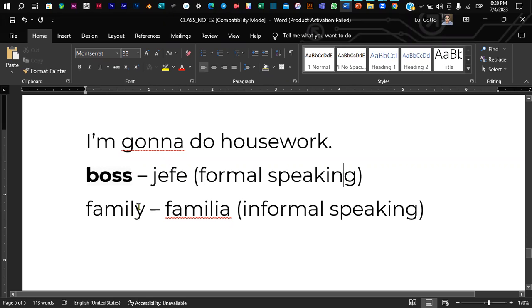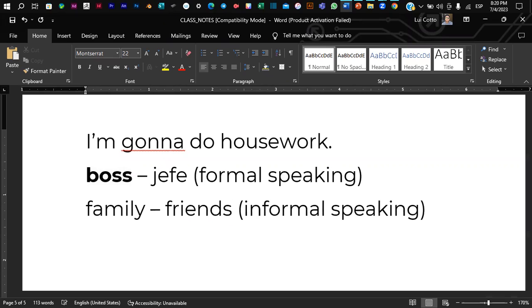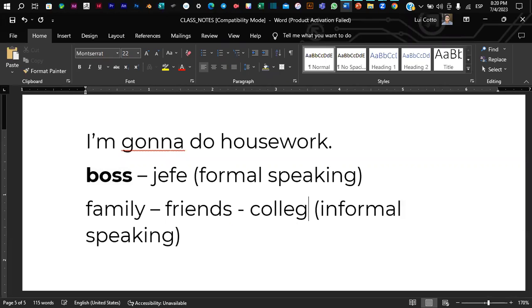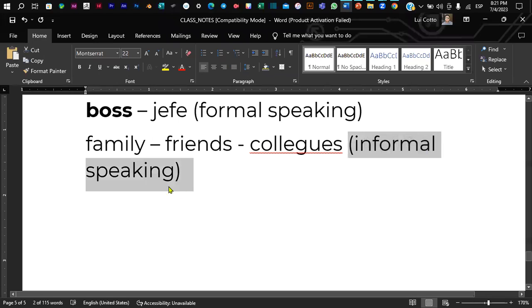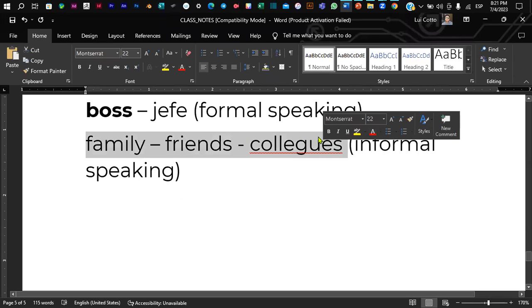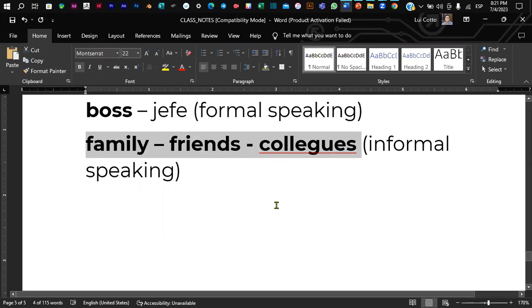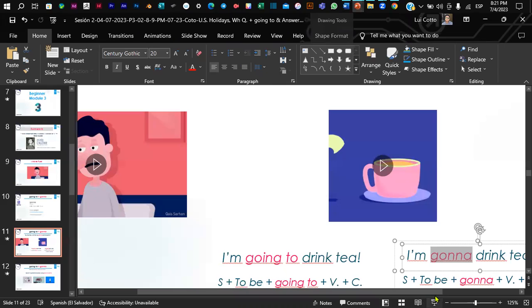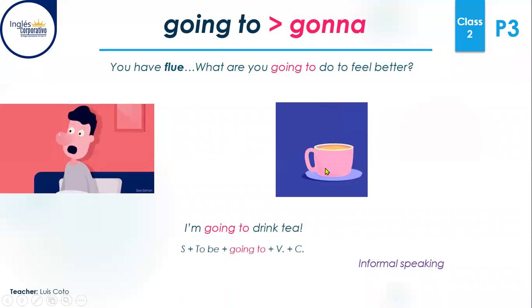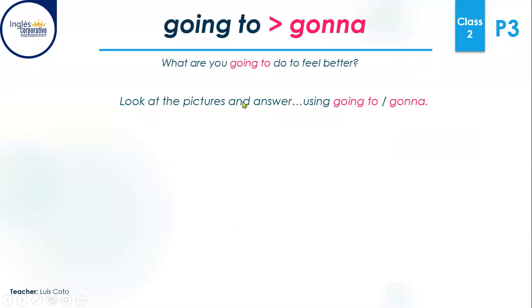Lo más correct. But with your family, with friends, with your colleagues, con sus colegas, maybe you can use informal speaking. All right? Thank you, teacher. Okay, not a problem, mister. Okay, good. Let's see, next part in this slide. What else do we have?